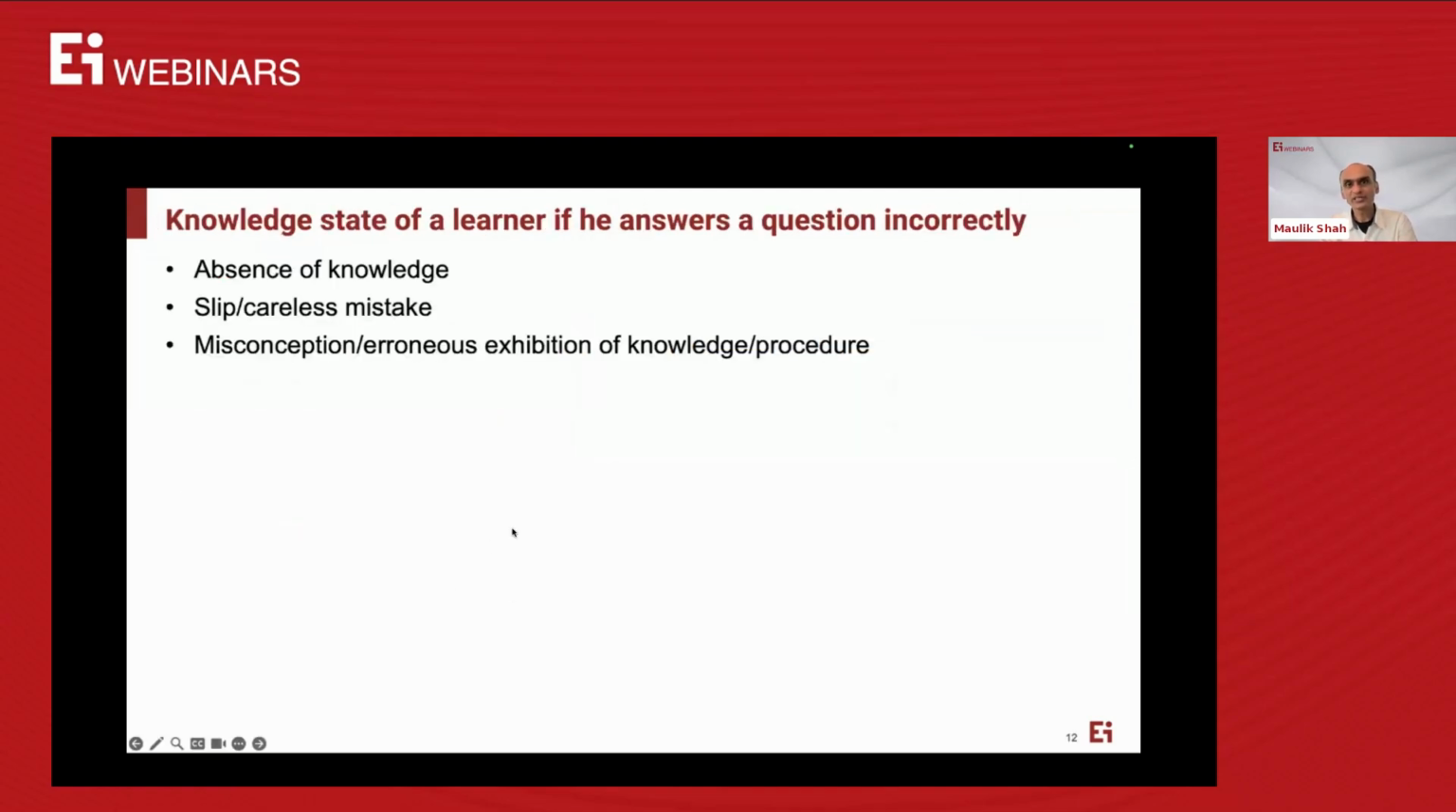Whenever students answer any question incorrectly, to summarize, they could be demonstrating absence of knowledge. Maybe in some cases, they are making a careless error, and mostly they would be having some alternate notion, that is a misconception. How do we distinguish between a slip and a misconception?